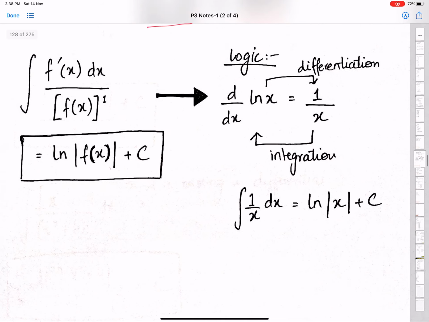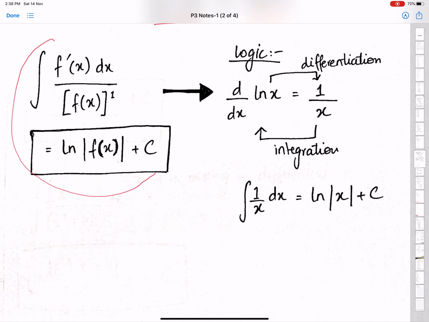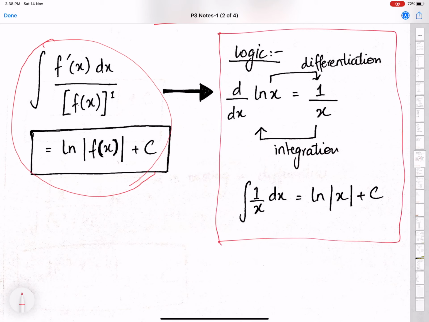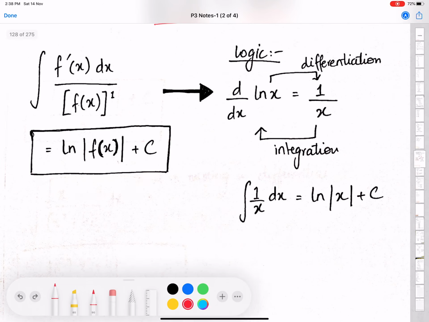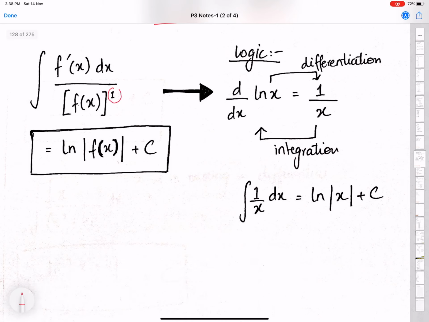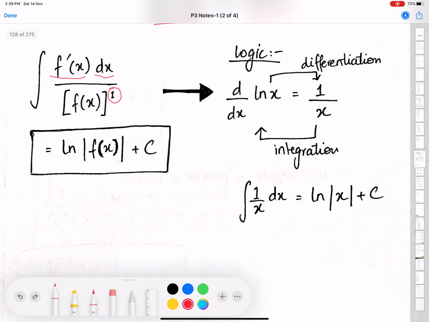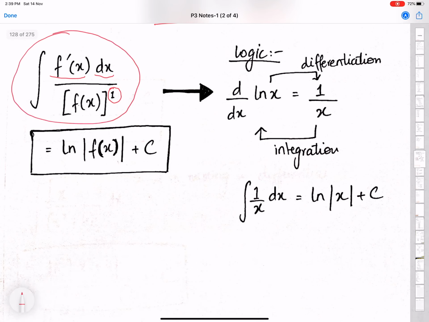Now, this is the formula, and it works according to this rule. According to basic formula number 2, the power of the function must be 1 and the function is in denominator, and its differential must be multiplying with dx. When we have this situation, we can easily integrate this function by writing ln modulus of the function plus c.